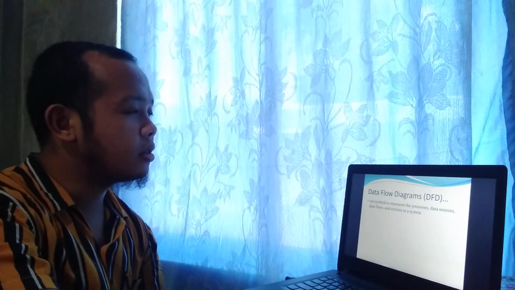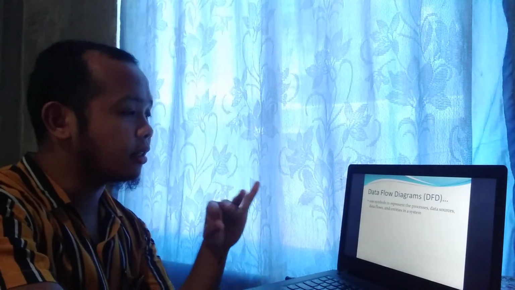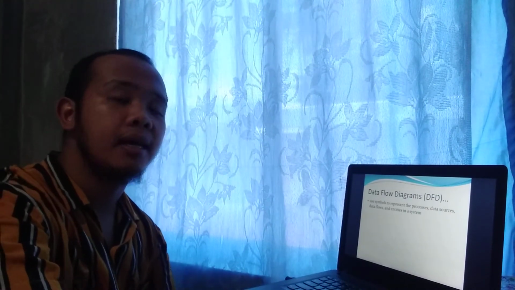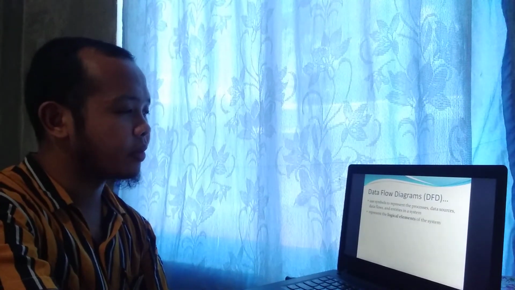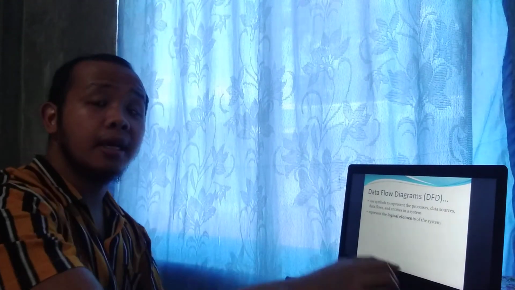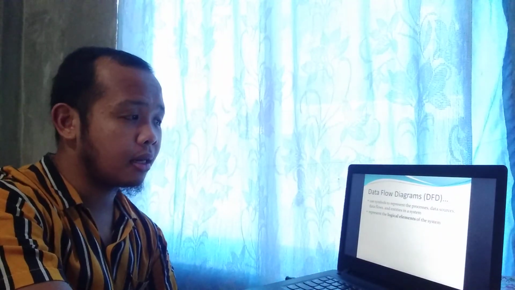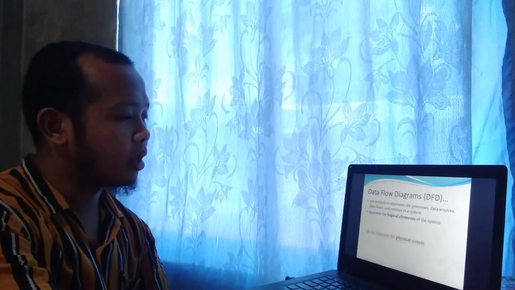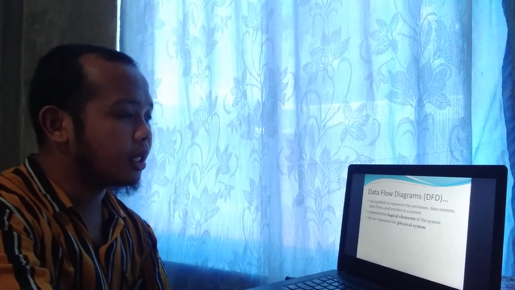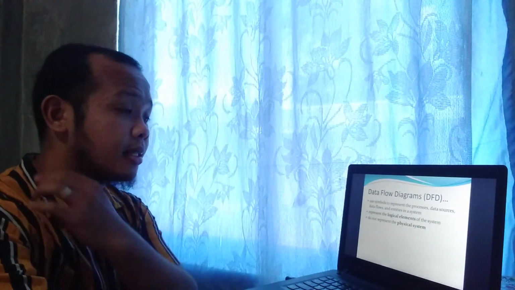Let's go to data flow diagrams, DFD. They use symbols to represent the processes, data sources, data flows, and entities in a system. They represent logical elements of the system and do not represent the physical system. Okay, data flow diagram symbols.